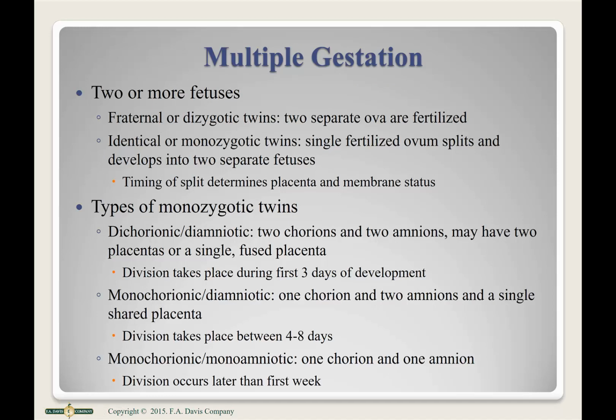All right. Multiple gestation, I do want to touch on this really quick. We have a lot of multiple gestation at the hospitals. There are three different types of multiple gestation. There's two different types of twins. And then, of course, there's your triplets and quadruplets and quintuplets and sextuplets and whatever. But we're going to focus on twin gestation. There's two different types of twin gestations.